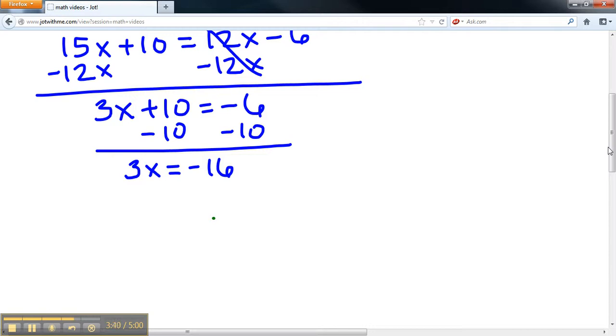Now the x is still multiplied by 3, and we don't want that. We want x all by itself, so we're going to do the inverse of multiplication, which is division. And we'll divide both sides by 3. 3 divided by 3 over on the left side gives us a 1, so we're left with x all by itself on that side equal negative 16 over 3.